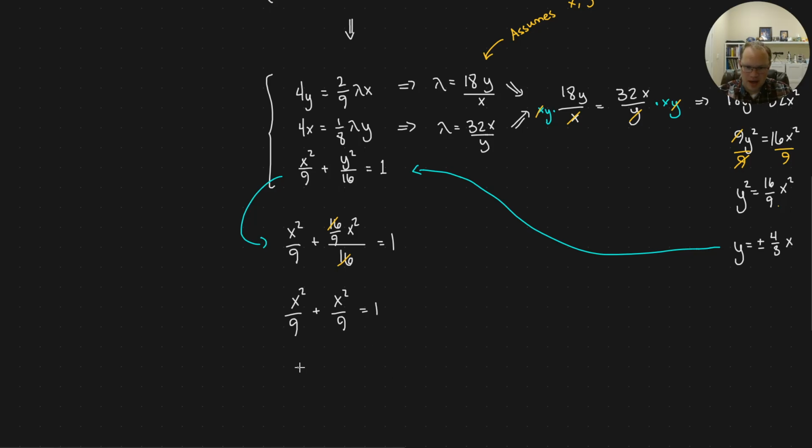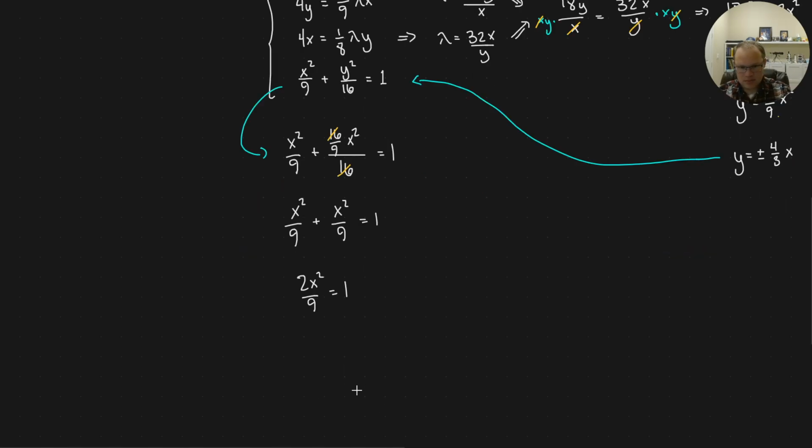So that means I have 2x squared over 9 equals 1, which means x squared is equal to 9/2. If I take the square root of both sides, make sure you consider all the roots, include that plus minus, I get plus or minus 3 over square root of 2. Okay? Now that gives me x. Now what I can do is take that x and plug it back in here to find the y.